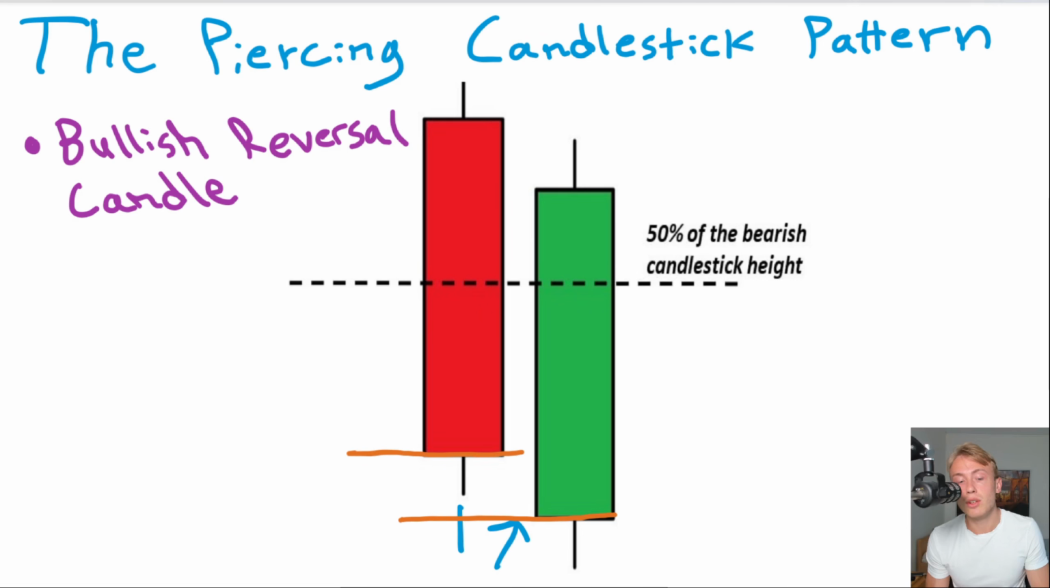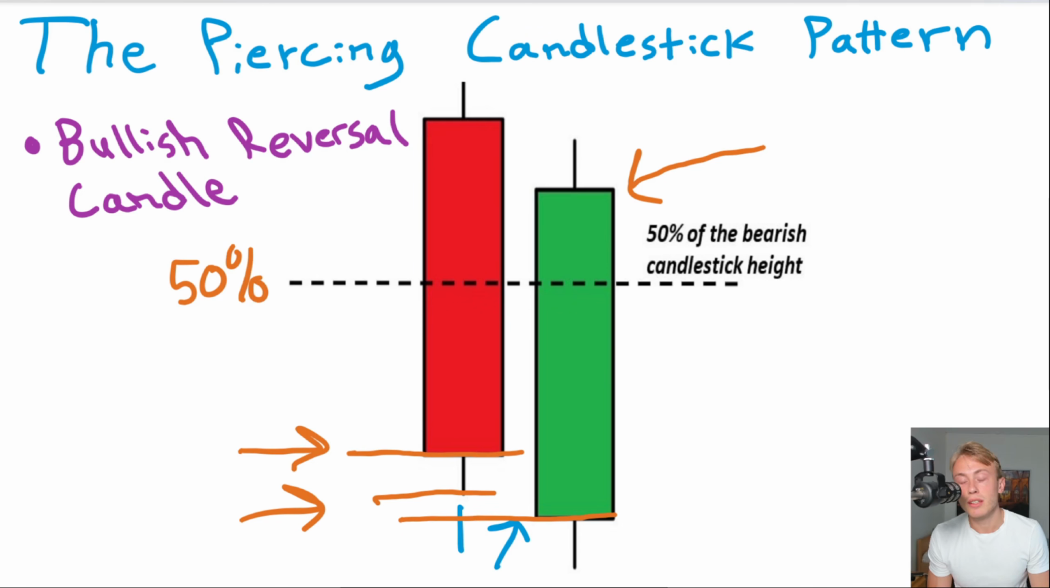But the green candle needs to open at least below the real body of the red one, and preferably even below the lowest point of the red one. So preferably the green one opens below the wick. The second criteria here is that the close of the green candle should be above the 50% mark. You can see this line right here. That is the 50% mark of the red candle's real body. So the green one needs to close above this line in order for it to be a piercing pattern.